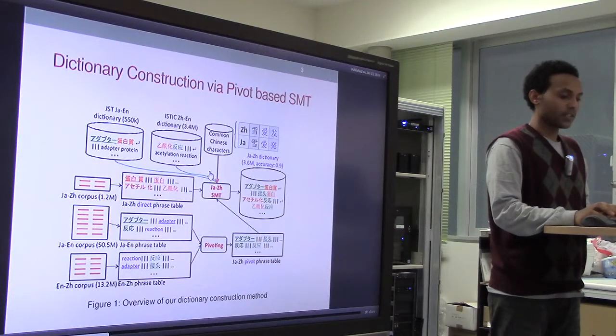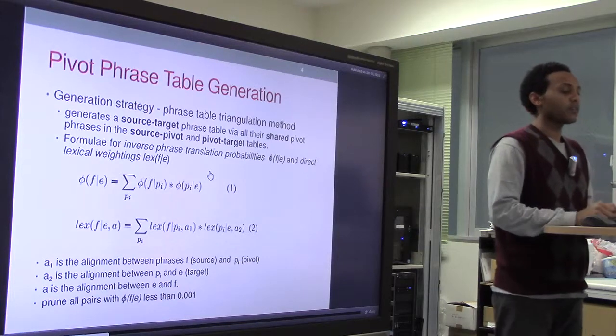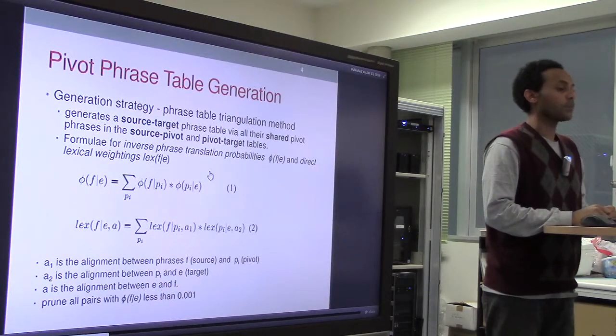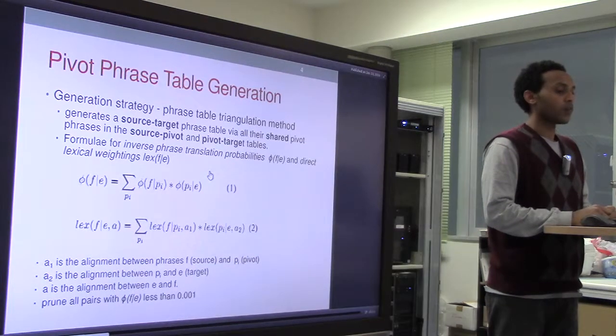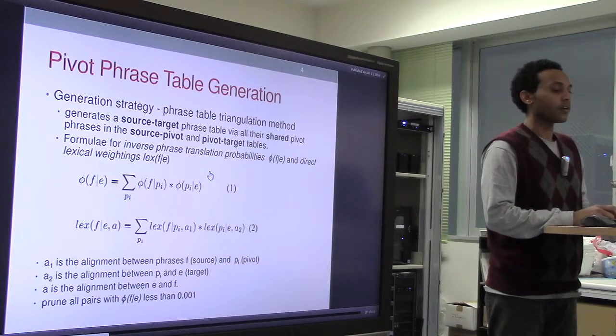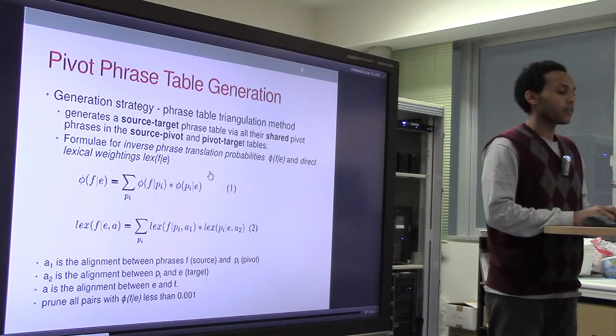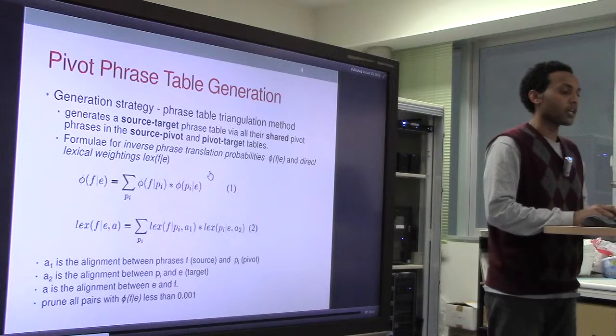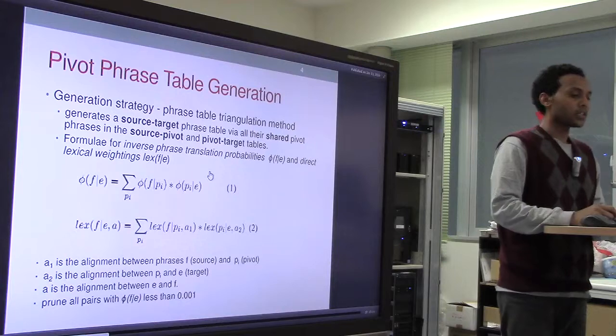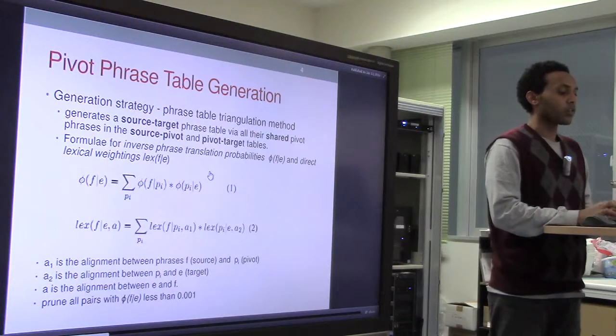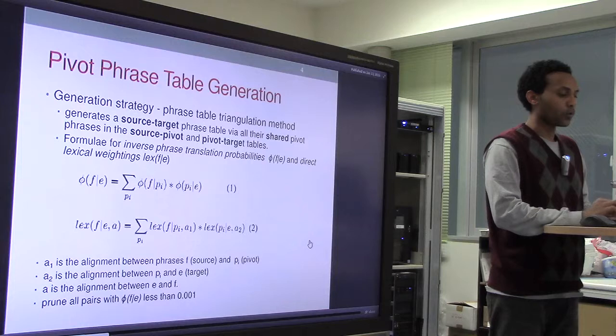If we pass to the details, first, the pivot phrase table generation. Here they used the phrase table triangulation method, whereby via an intermediate shared pivot, the phrase tables from the source to the pivot and from the pivot to the target are used to form the source-to-target table. And the inverse phrase table probabilities and the lexical weights are calculated by these formulas shown. They are pretty much similar.